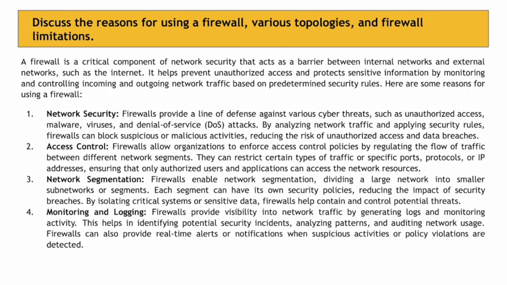And the next question is to discuss the reason for using a firewall, various topologies and firewall limitations. A firewall is a critical component of network security that acts as a barrier between an internal network and external networks, such as the internet. It helps prevent unauthorized access and protect sensitive information by monitoring and controlling incoming and outgoing network traffic based on predetermined security rules. A firewall monitors network traffic.